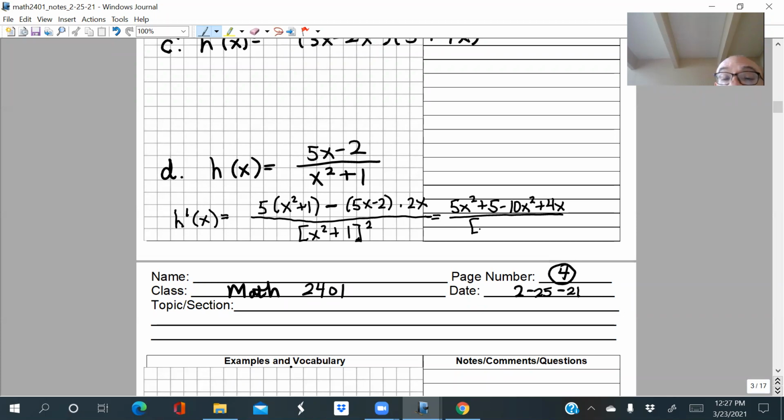And then the denominator we'll just keep, x squared plus 1, squared. Do I have any like terms here? Yeah, a little bit. 5x squared minus 10x squared is minus 5x squared. And then you have a plus 4x, and then you have a plus 5. All of that over x squared plus 1 squared. That's kind of as simplified as we can make it.